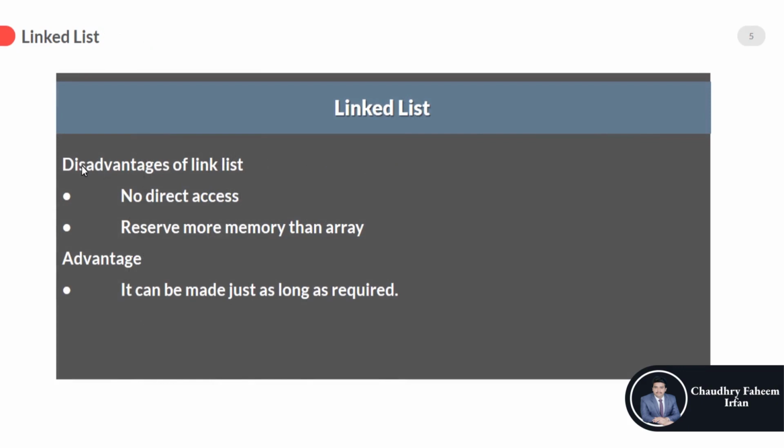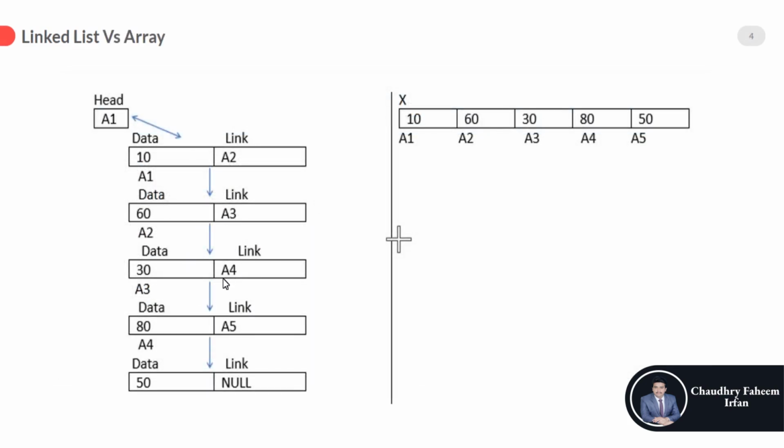And here are the advantages and disadvantages of the linked list. The disadvantages of linked list are here: no direct access. We cannot access any node directly. Unlike an array, where we can access a value by using the index, here we do not know the address of the node because it is a dynamically allocated address. In an array, we can access any element by using the index of the array.